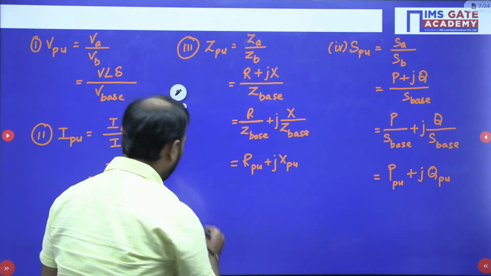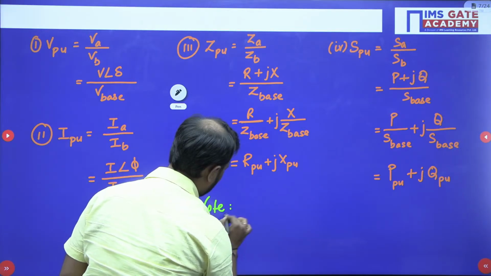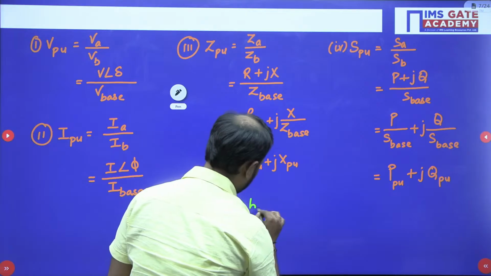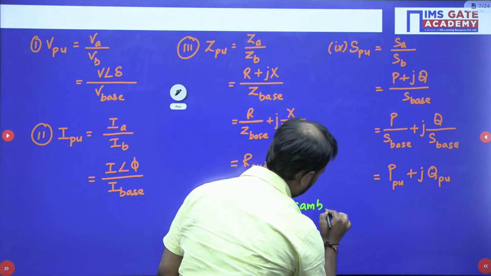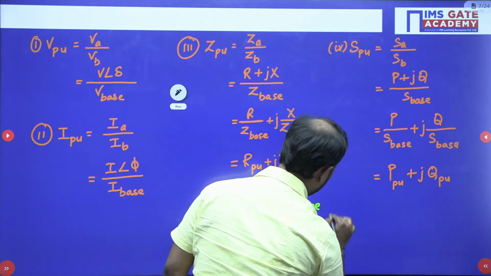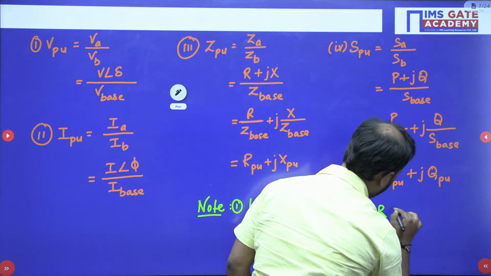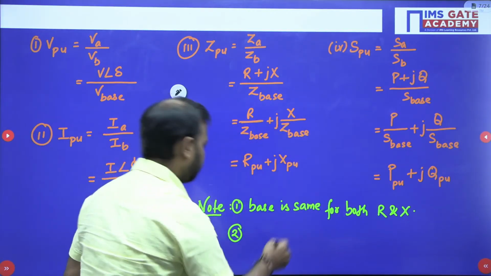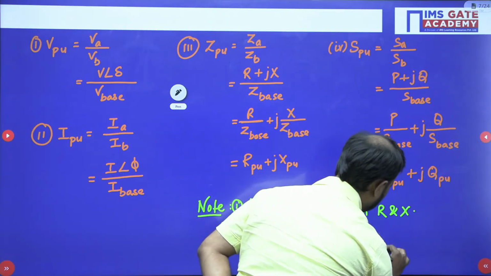So the note point here is that, first one, base is same for both R and X. In the same manner, in the power, base is same for both P and Q.